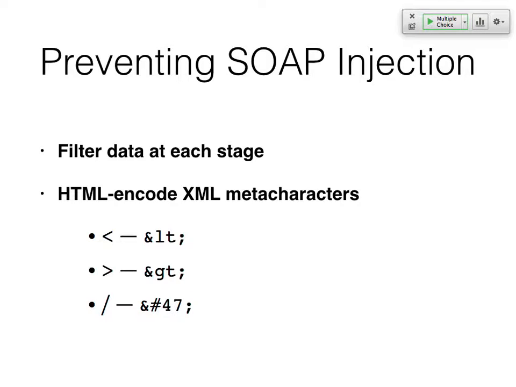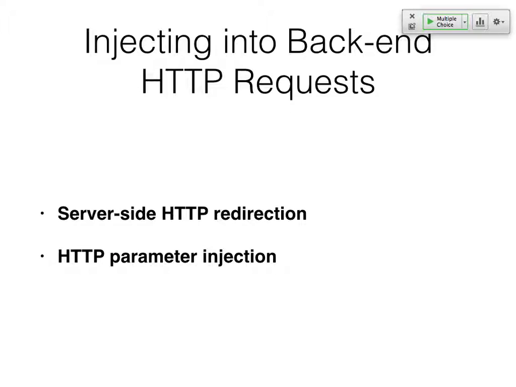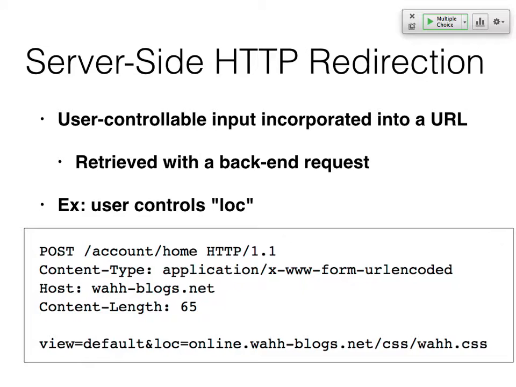All right. Then you can inject into backend HTTP requests. There's a few tricks here, and they're similar to ones we've done before. HTTP redirection is where I have user-controlled input that goes to a URL. So here, there's a thing called location, which points to something, and this is under my control. So I send a post request, and it has a location, and then I'm supposed to see the content.